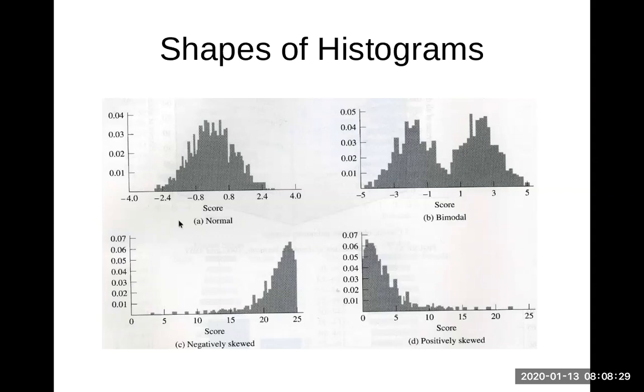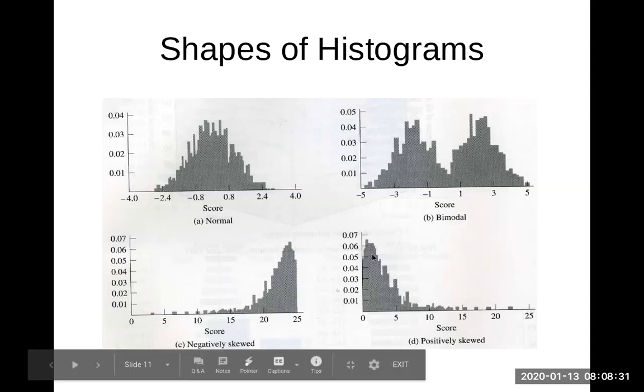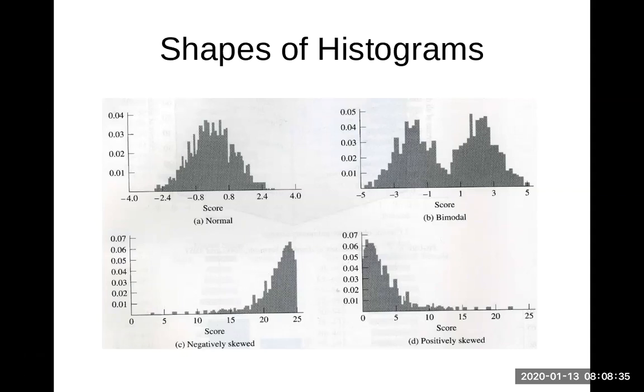And then down on the bottom here, we have skewed distributions. This one's called a negative skew, and this one's called a positive skew. These are so impactful for statistics. I want to take a slide just to talk about those in themselves.